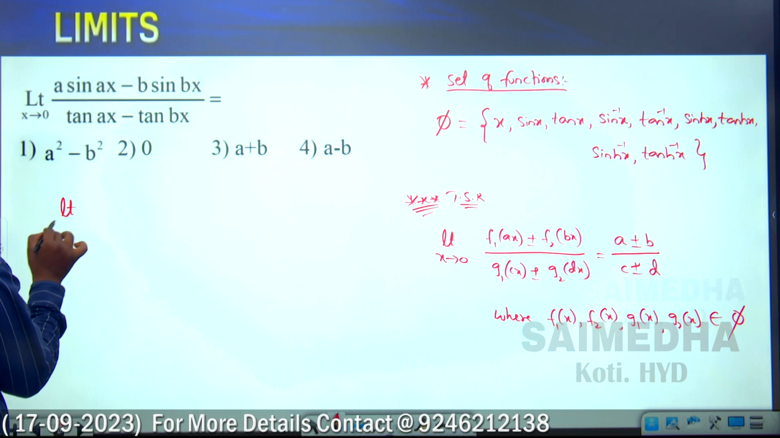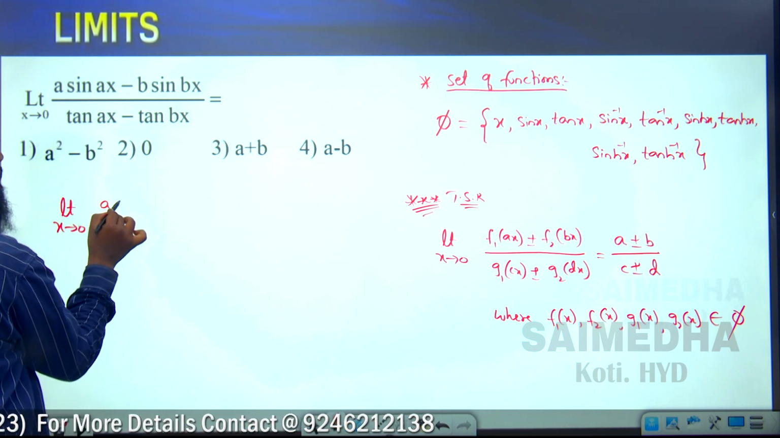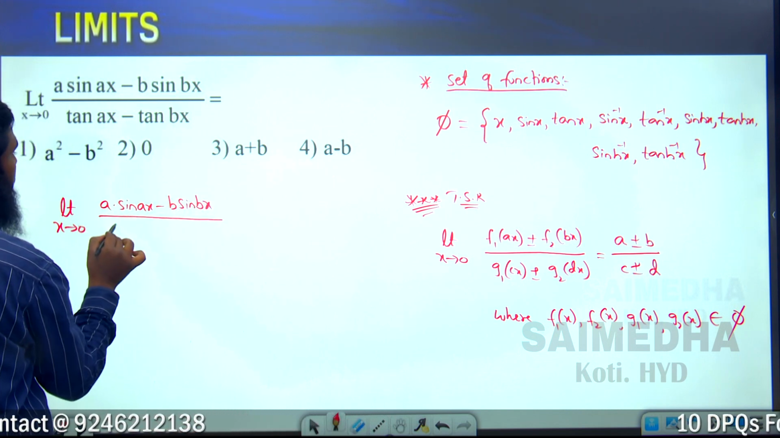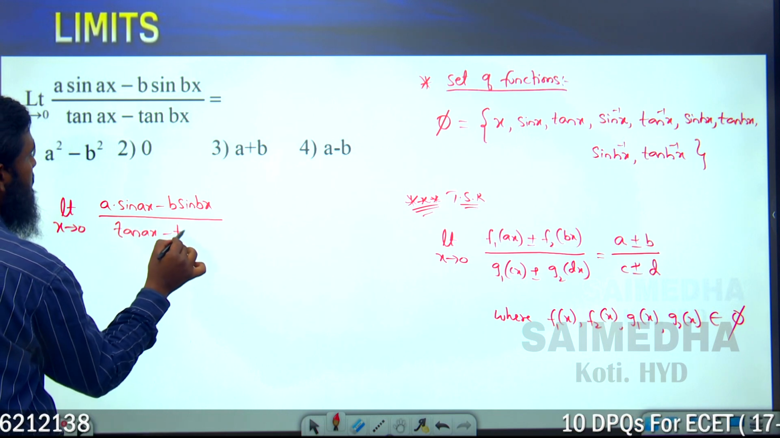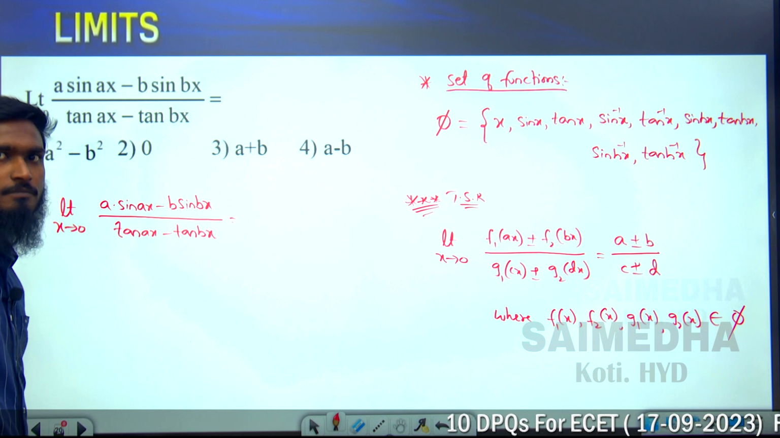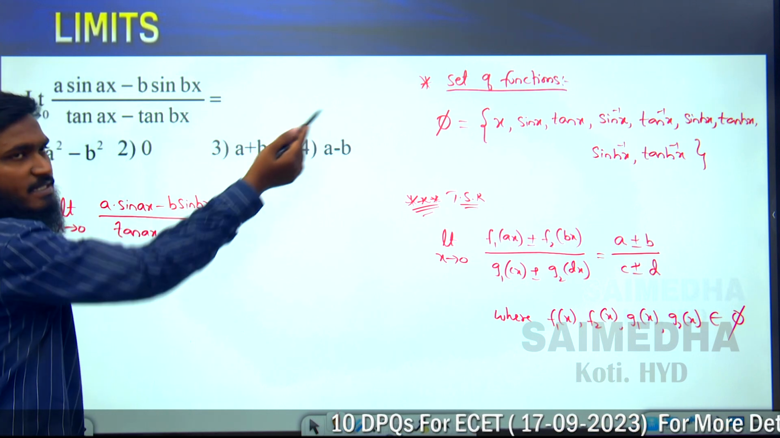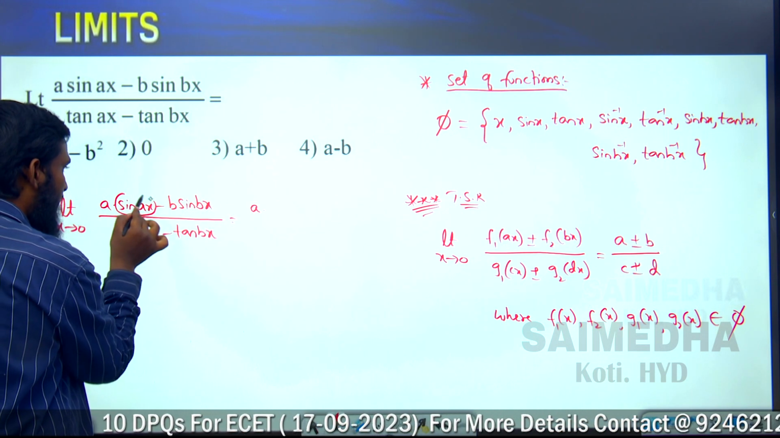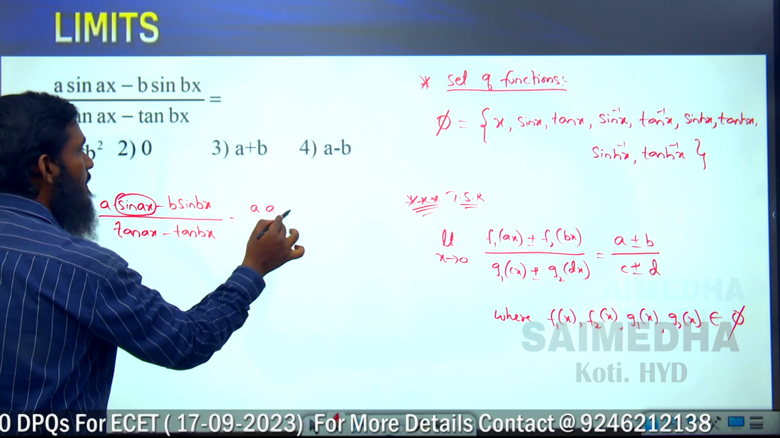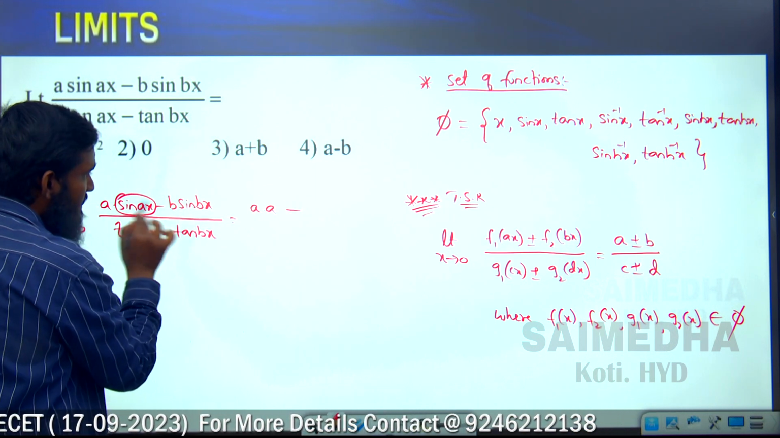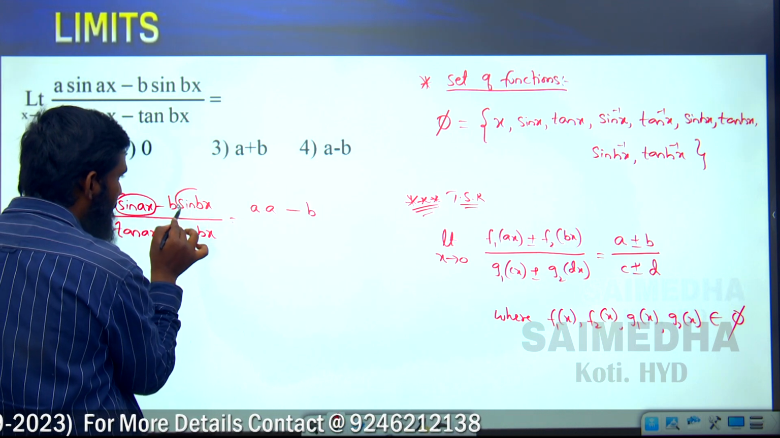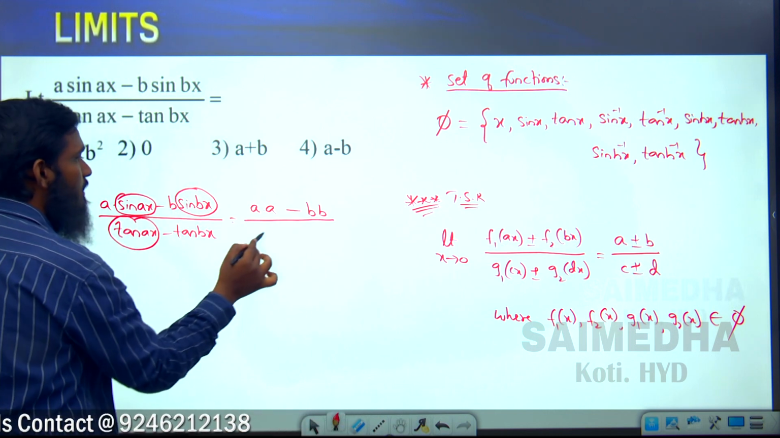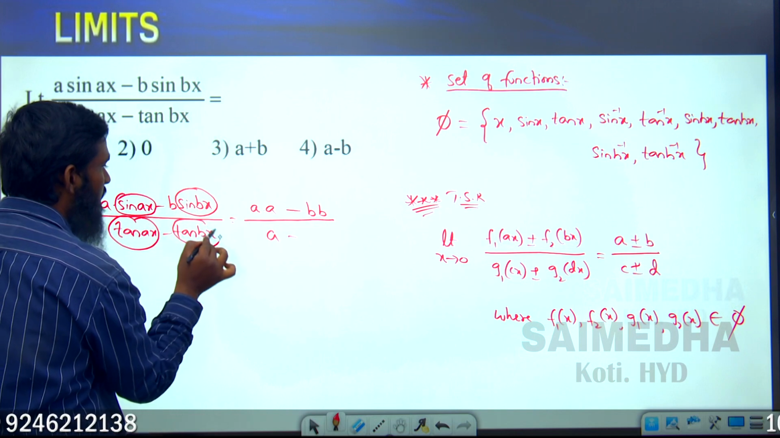What do we have now? The limit as x tends to 0 of a sin ax minus b sin bx, divided by tan ax minus tan bx. Now listen carefully. This a is separate. Sine and tan are in the set of functions. So a we write separately, and from sin ax we take the value a, minus means minus, plus means plus. b is also separate, so we write b separately. Then from this function we take b, divided by, from this function, a, minus means minus, from this function we take b.